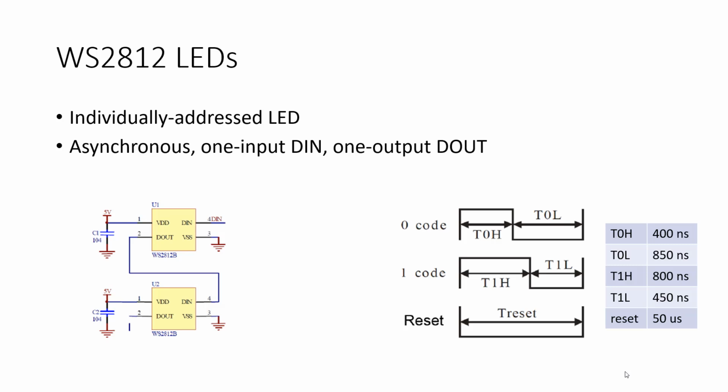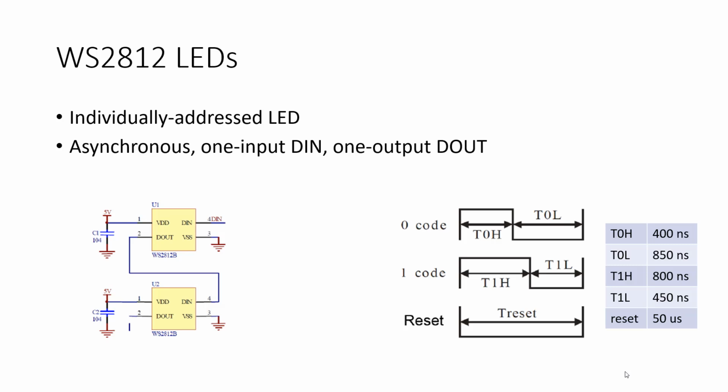So if I want to send a 0, I set the signal high for 400 and low for 850 nanoseconds. And likewise, if I want to send a 1, I have the signal high for 800 and low for 450. Does that make sense?